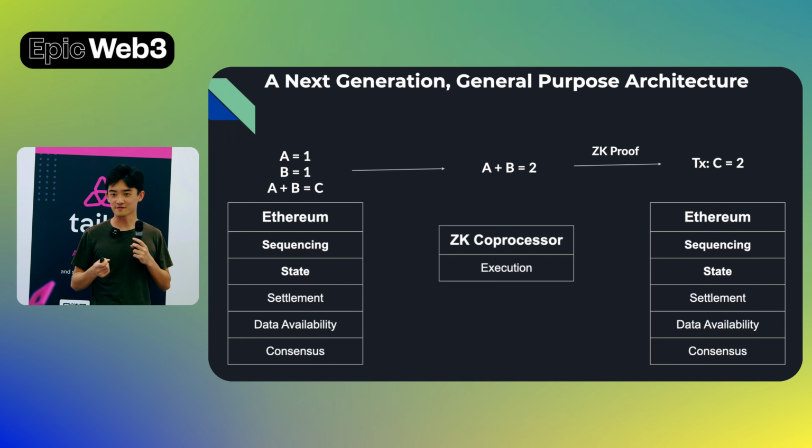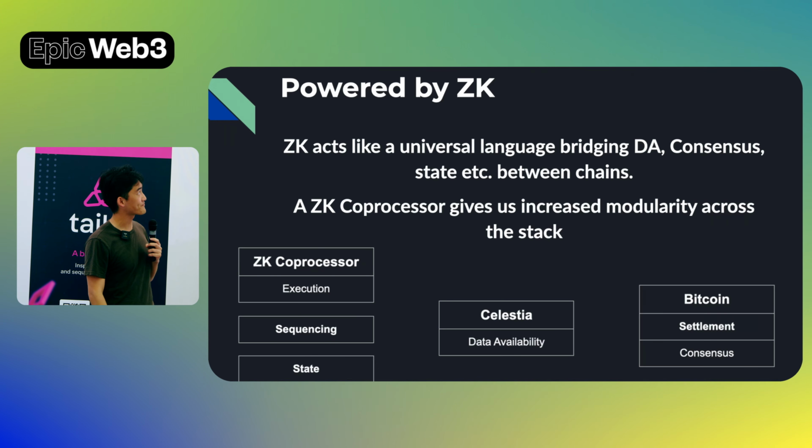And the interface for their users remains MetaMask Ethereum mainnet, which is really critical for liquidity. So all this is powered by ZK, and it's uniquely enabled by ZK because ZK is this universal language that bridges DA, consensus, and state between chains. Basically, what we've been able to do is really increase the modularity even further across the stack.